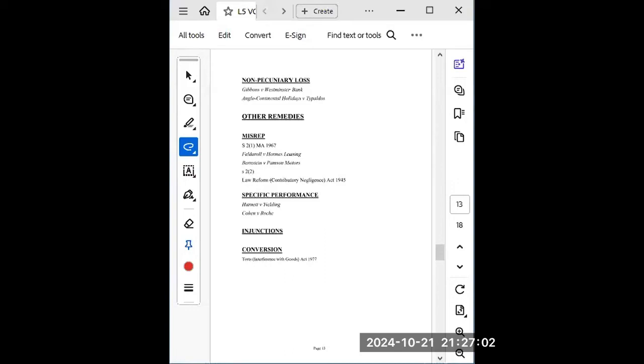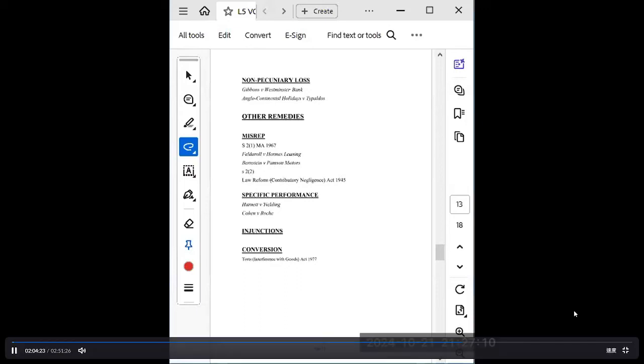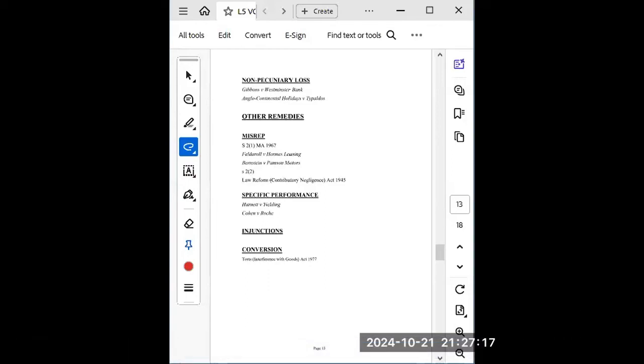Final thing I'm going to mention is conversion. We've talked about the 1977 Act before. Everyone in the chain is liable in conversion to the original owner for wrongfully interfering with his goods. It's strict liability. Okay, that's what we need to know for the implied terms 13, 14, and 15. But it is impossible to answer a question like that without knowing remedies.